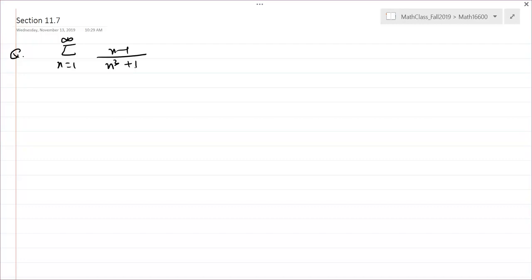Okay. So for this particular problem, how many ways do you think you can show it's convergent or divergent? Think about it. Because suppose this is on the exam, are you able to do it? It's a question.